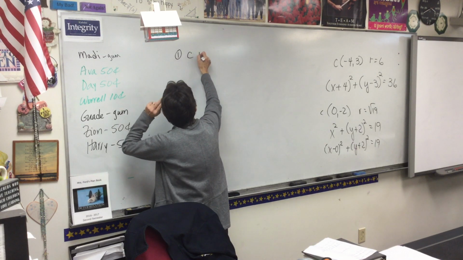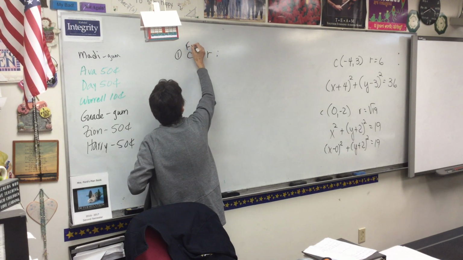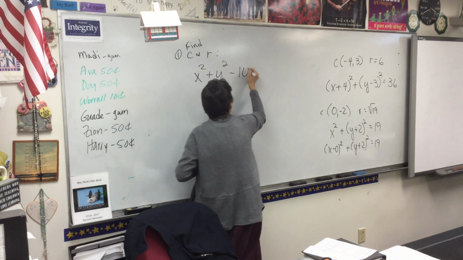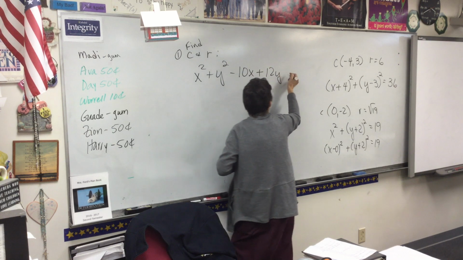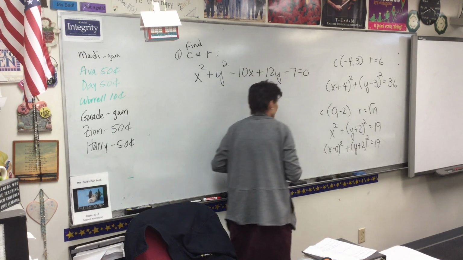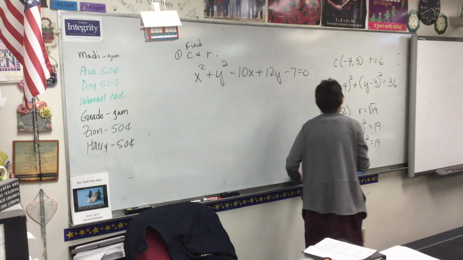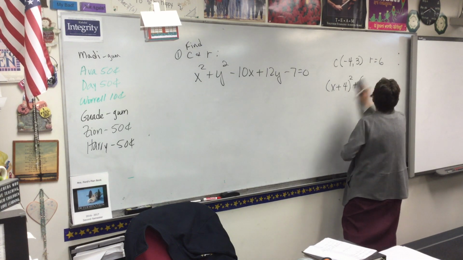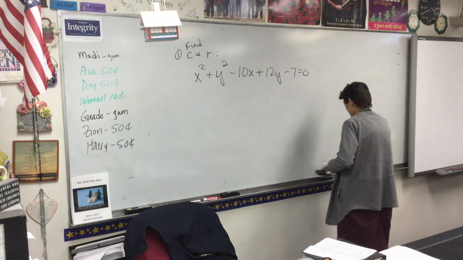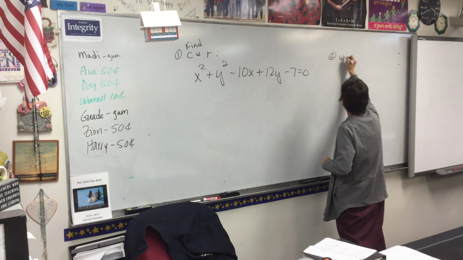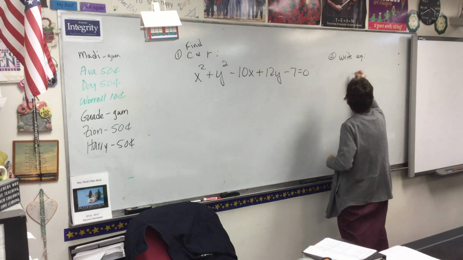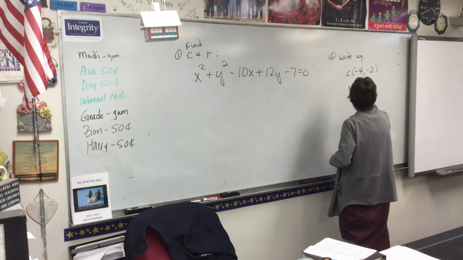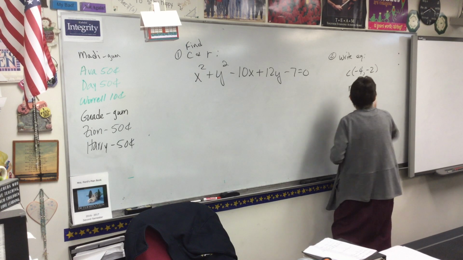Make sure you got it right, but you're going to do 2 things. So you're going to find the center and the radius of x squared plus y squared minus 10x plus 12y minus 7 equals 0. So find the center and the radius for that equation. And then you're going to write the equation if the center is -4, -2, and the radius is 10.